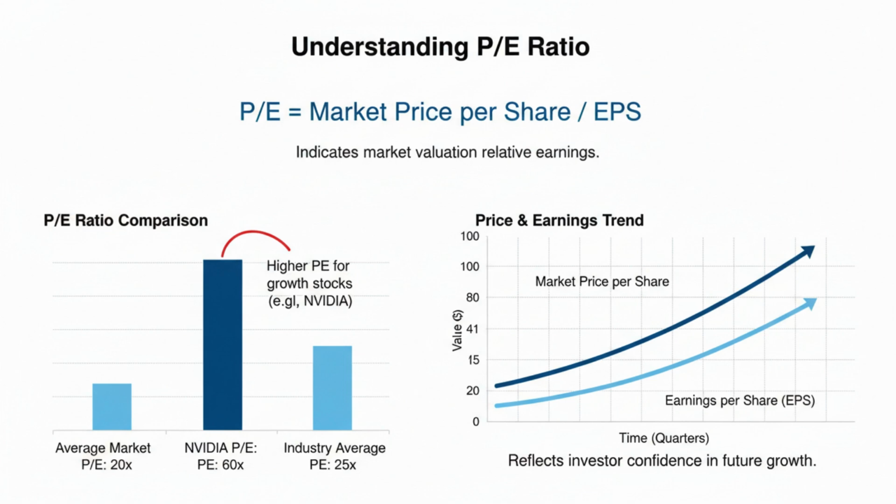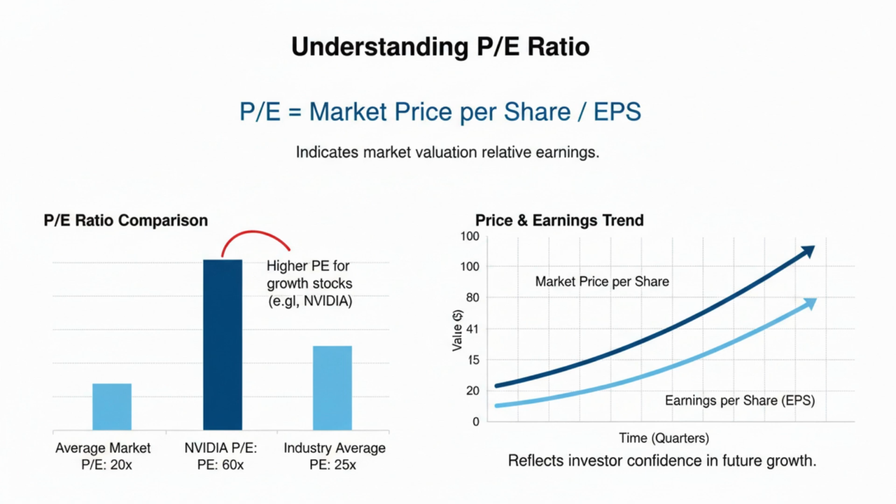Interpreting the PE ratio effectively requires context. A high PE, for example, PE 40x, can signify that the market anticipates robust future growth, but it could also suggest the stock is overvalued. Conversely, a low PE, perhaps PE 10x, might point to an undervalued stock with strong potential, or it could signal underlying problems and poor future prospects.